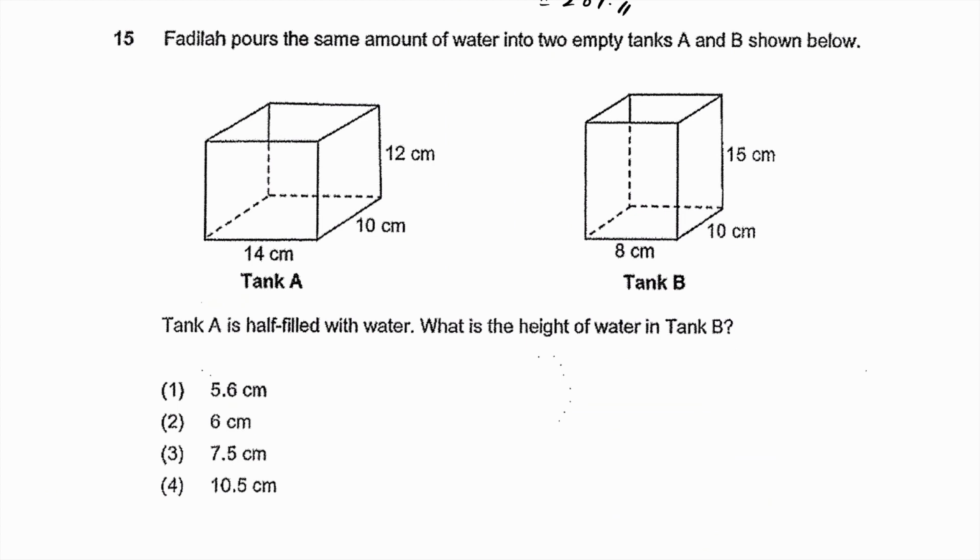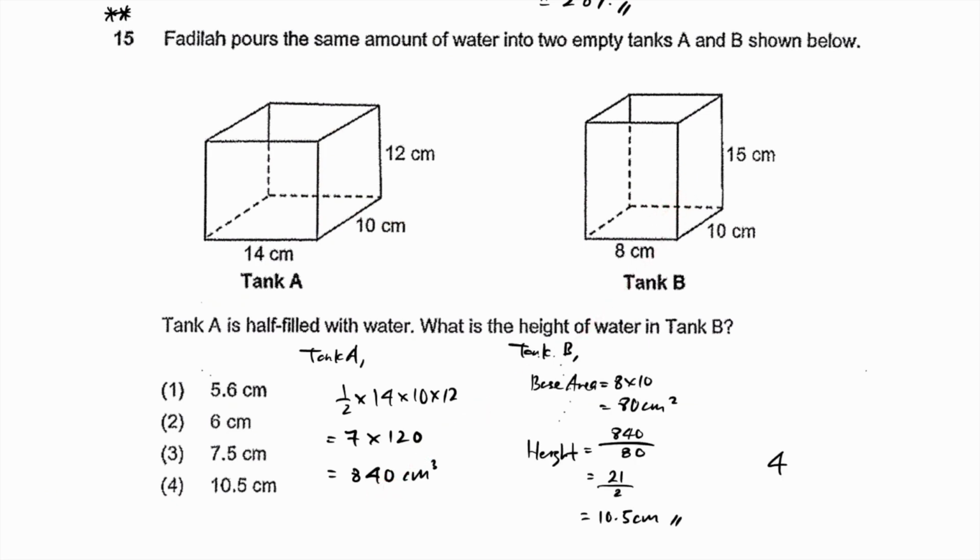Fadila pours the same amount of water into 2 empty tanks. So the base areas are different here, so the height will actually be different. A is half filled with water. Whoa, A is half filled with water. We can actually find how much water there is over there. And it's the same amount of water. So whatever the volume here is, the volume will be here as well. Okay, so let's do this. Tank A is basically going to be half of the capacity, which is 840. That tells me the same 840 went into tank B.